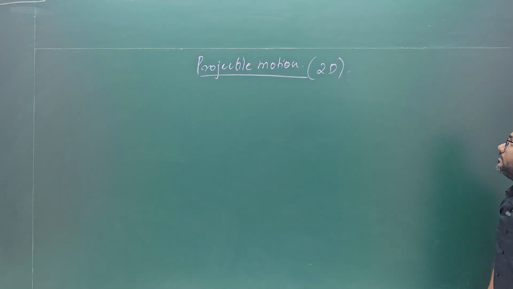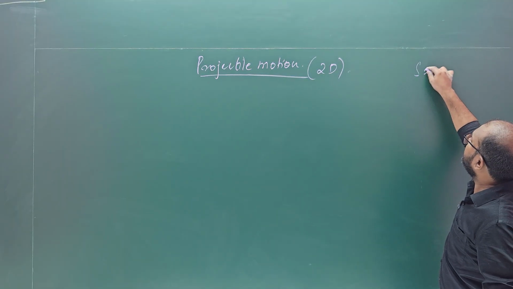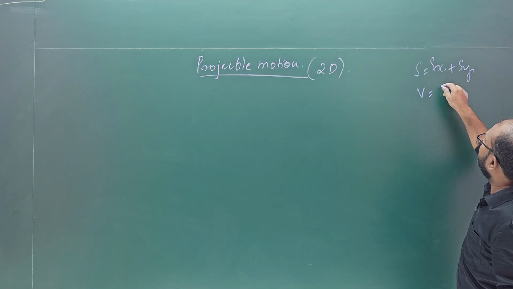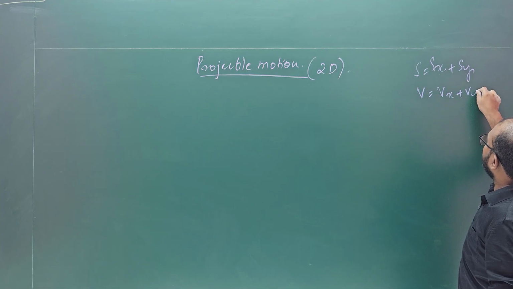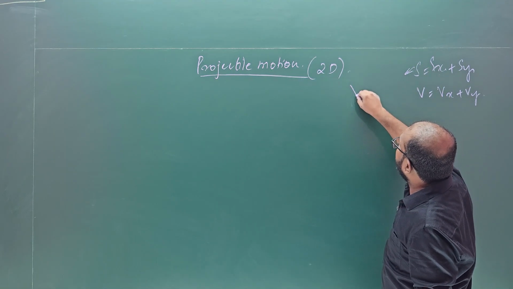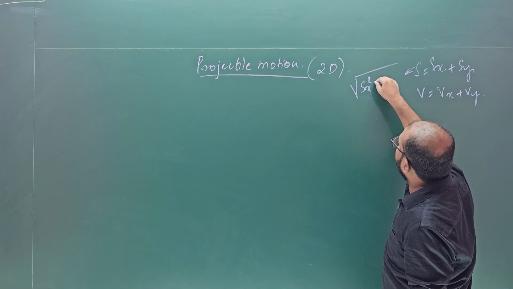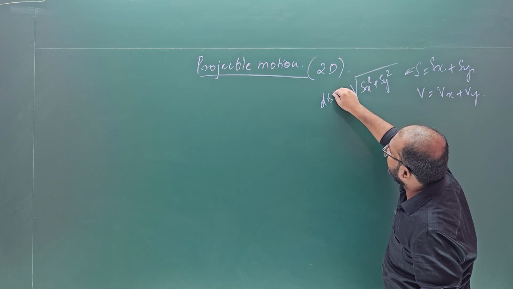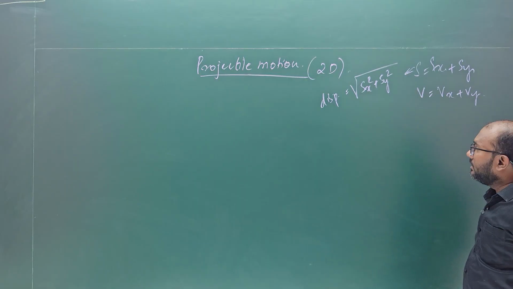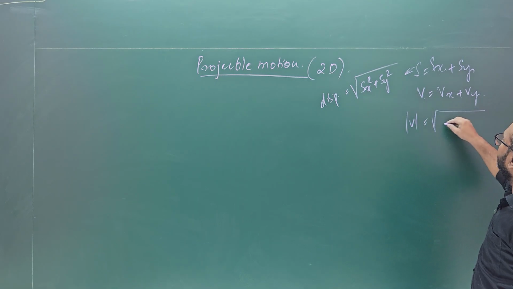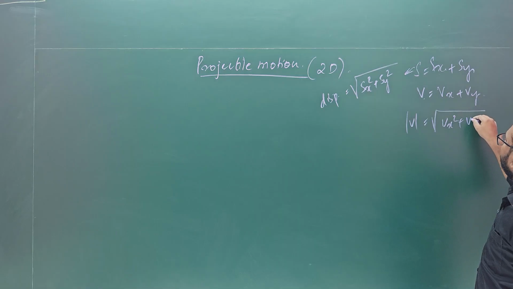Earlier today what we have learned, S is nothing but Sx plus Sy and V is nothing but Vx plus Vy. Yes or no? Similarly we can calculate the magnitude using the square root of Sx square plus Sy square. This will provide you displacement. And if I calculate the magnitude again, the square root of Vx square plus Vy square will provide you speed.